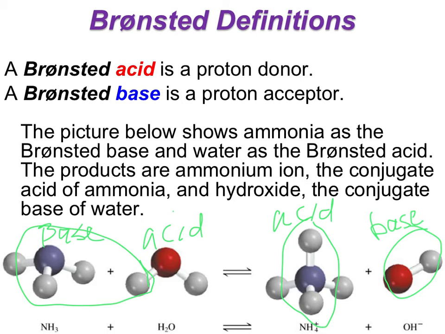In this picture, NH3 is the base and NH4+ is its conjugate acid. Note that NH4+ has an H+ more than NH3.